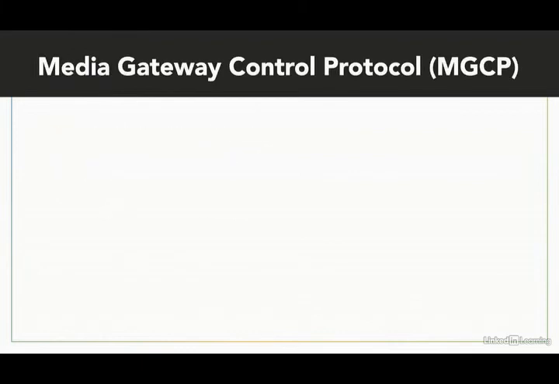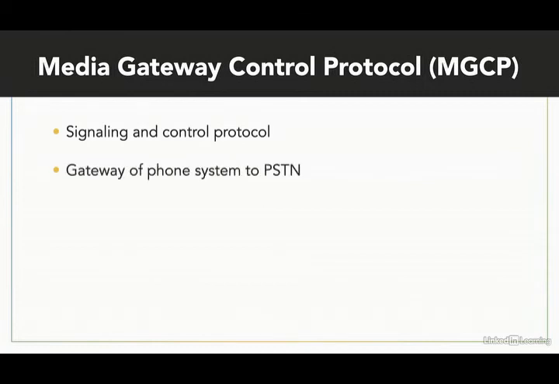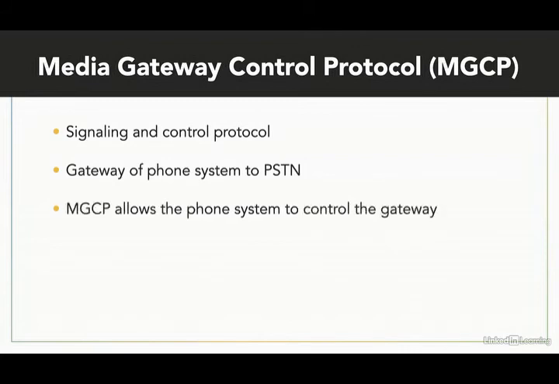The Media Gateway Control Protocol is a plain text signaling and control protocol. As the name implies, it acts as a gateway allowing a phone system to interface with a PSTN. Unlike H.323 gateways, MGCP gateways have very little intelligence as they act more as a conduit for the phone system to control. It utilizes TCP port 2428 and UDP port 2427.